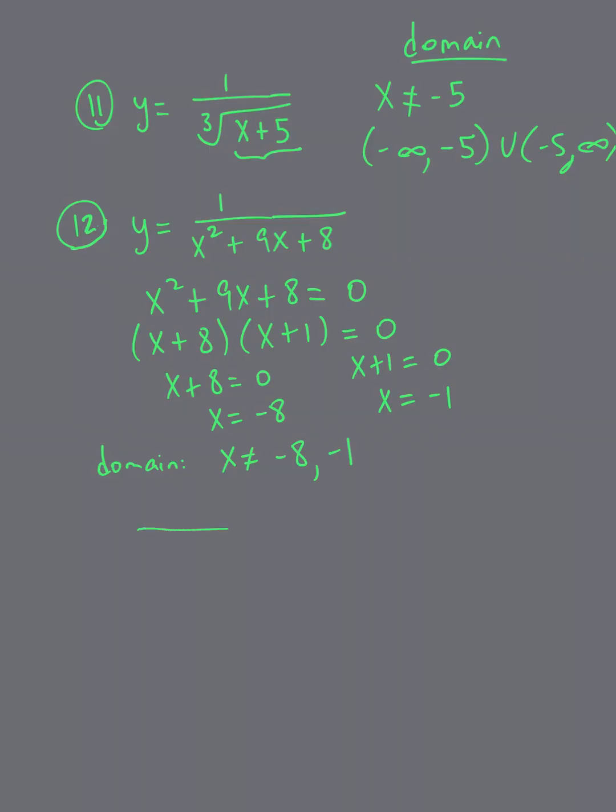So if you think about it on a number line, you have negative 8 over here and negative 1 over here. So you need to split it up into these three intervals. So you have negative infinity to negative 8, parentheses. You're going to union that from negative 8 to negative 1, and then you'll union that again from negative 1 to positive infinity. And this shows that negative 8 is not included and negative 1 is also not included.